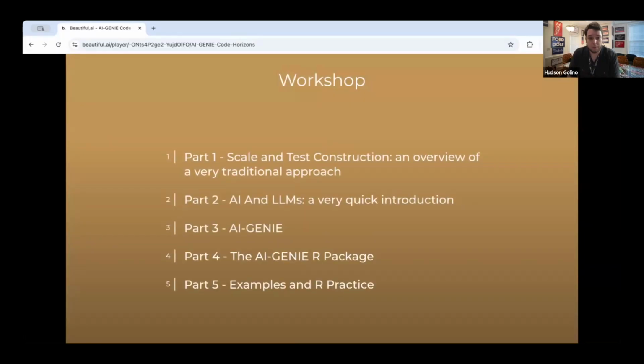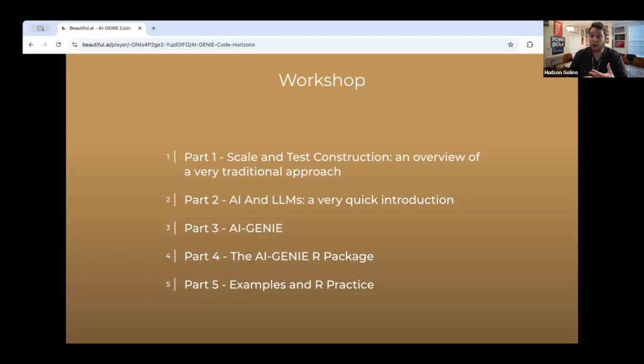So the workshop is divided into 5 parts. Today we have 3 parts. We will start talking about scale and task construction, an overview of a very traditional approach. In the second part of the workshop today, I will be giving a very quick introduction to AI and large language models. And then we'll be discussing AI-GENIE in specific and all the building blocks of AI-GENIE.